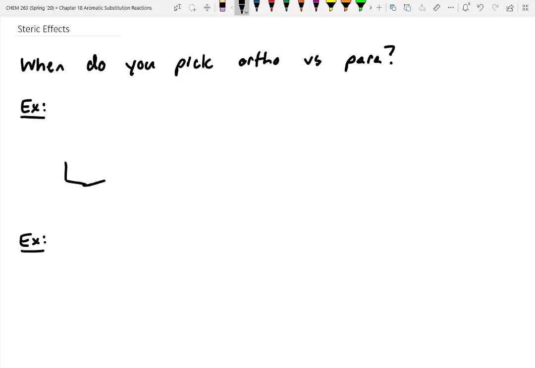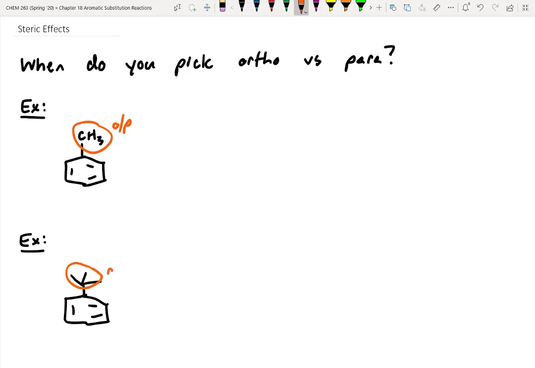So in this first example, we're going to use toluene, also known as methylbenzene. And in our second example, we're going to use tert-butylbenzene. As you can tell, these are both starting materials that have ortho-para directors, since they're both alkyl groups, right? So we're going to favor the ortho or the para position on either of these. Okay, so let's see what happens if we do the same reaction.